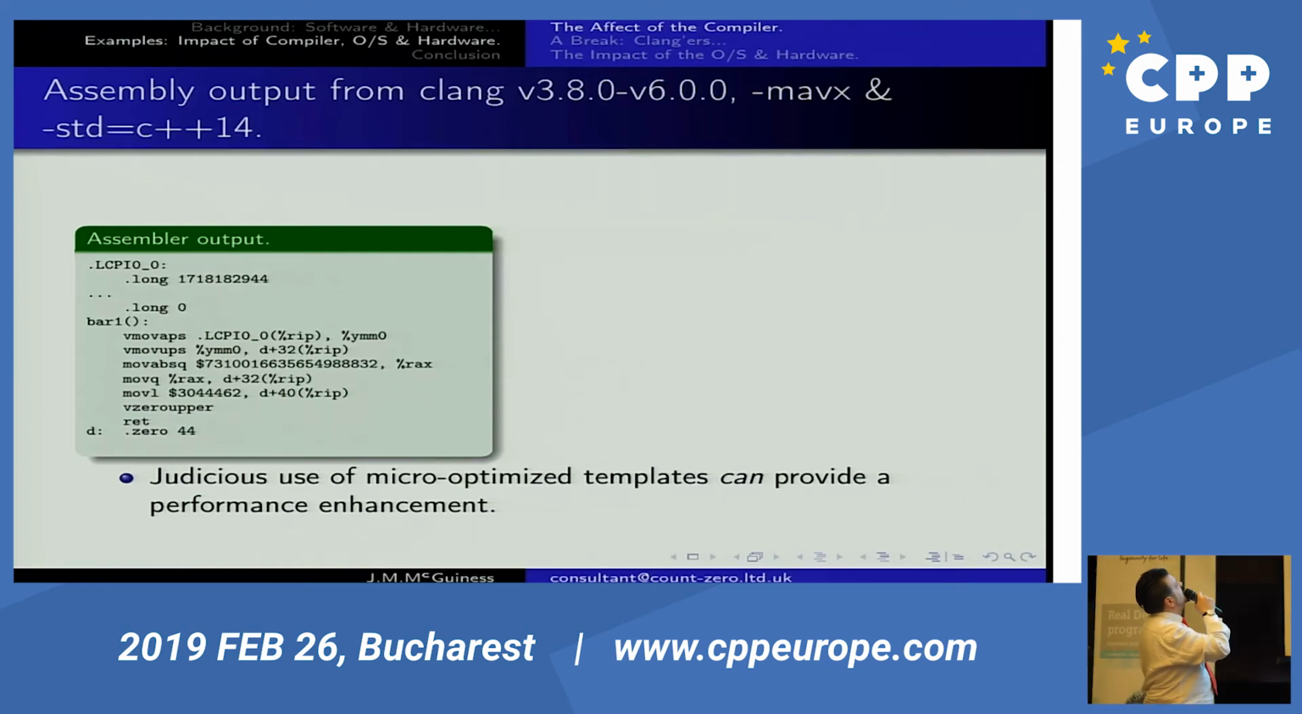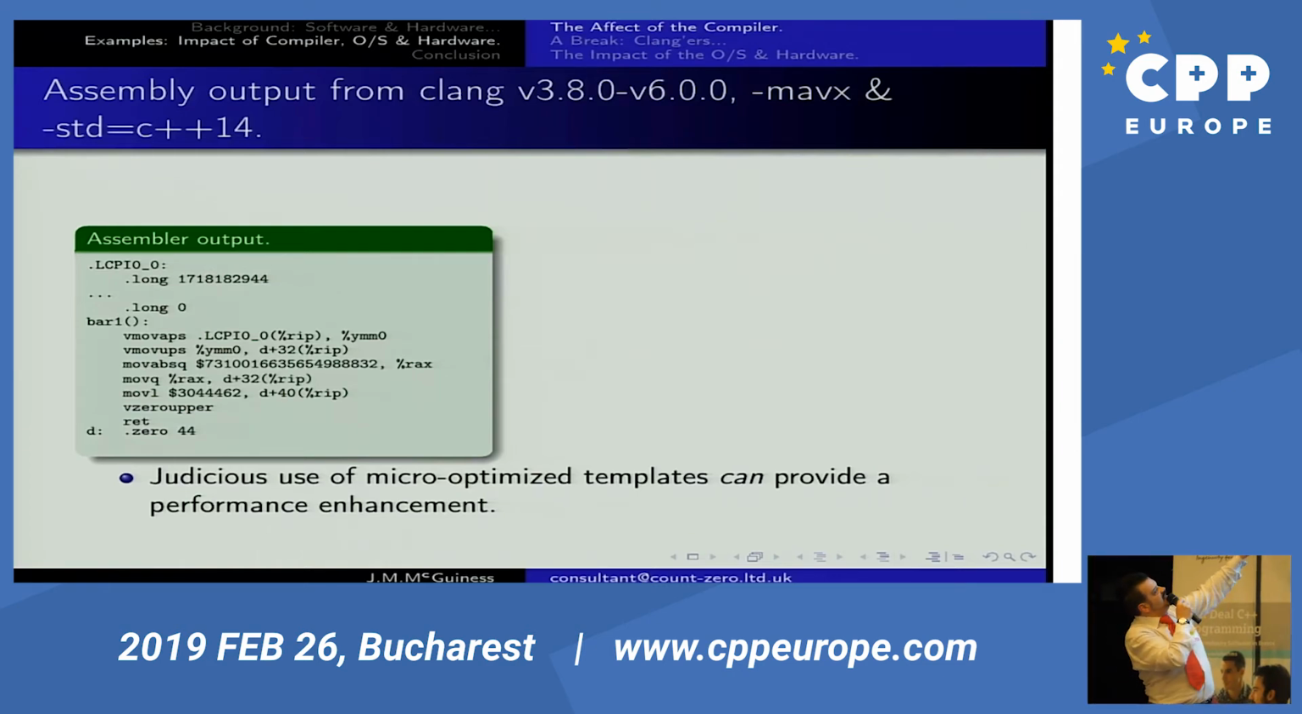Okay. What about Clang? At least it's stable. It's done something similar, at least it's stable.